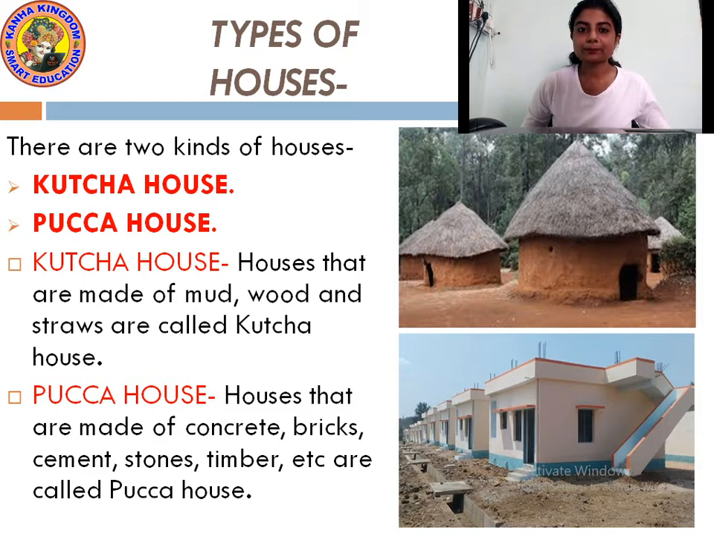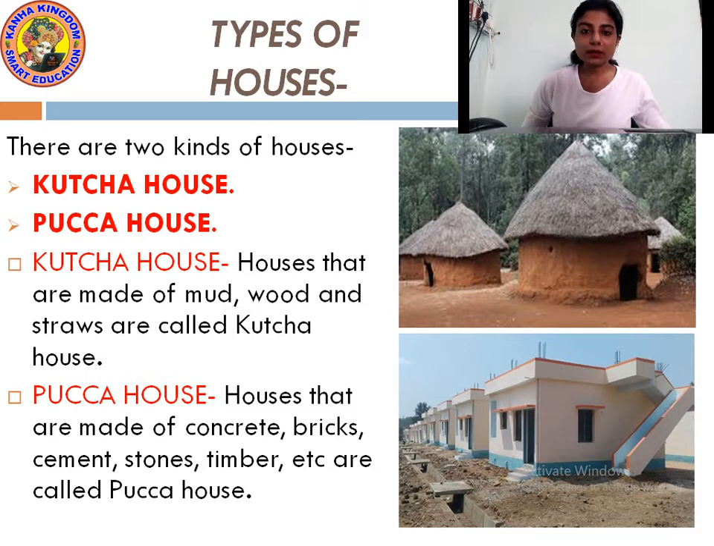The roof of the KUTCHA house, can you see? It is made up of straw. Straw is a grassy-like thing that you use to build the roof of a KUTCHA house.